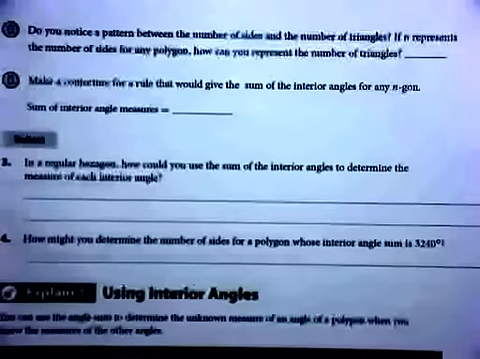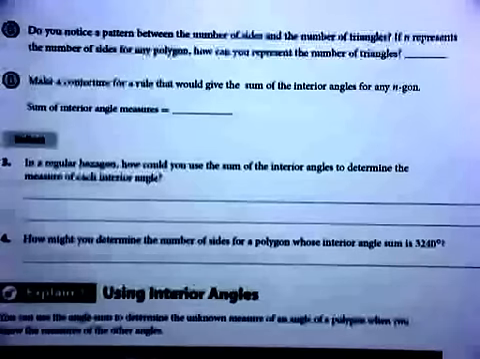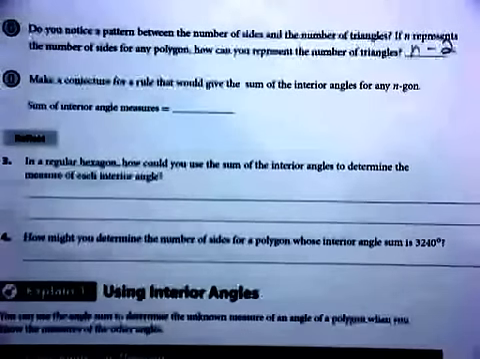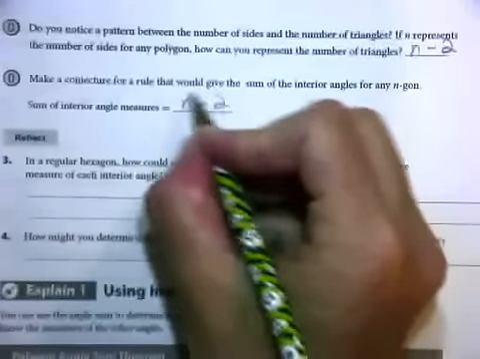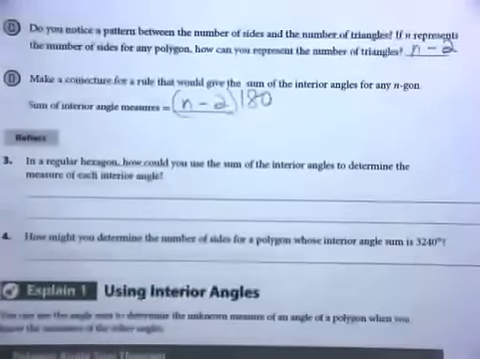And some might say I kind of jumped the gun there. Do you notice a pattern between the number of sides and the number of triangles? I mentioned it before. The number of triangles is 2 less than the number of sides. So I can express the number of triangles as n minus 2. And then in part D, it says make a conjecture for a rule that would give the sum of the interior angles for any n-gon, and it would be n minus 2, because that would give me the number of triangles, times 180.